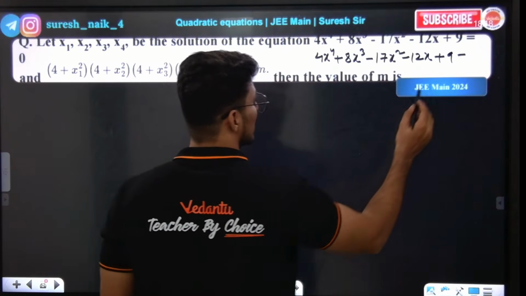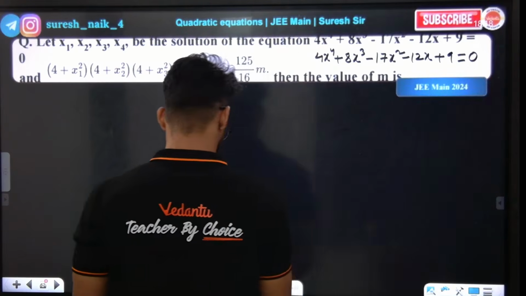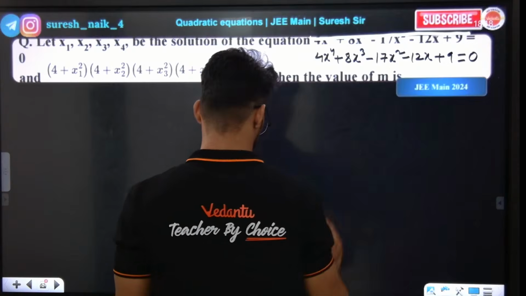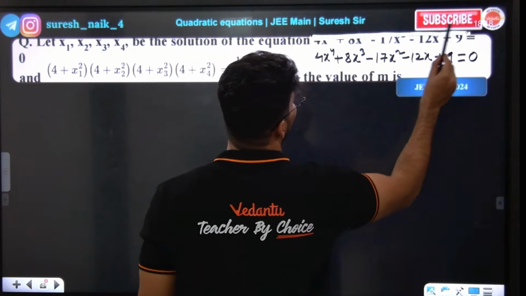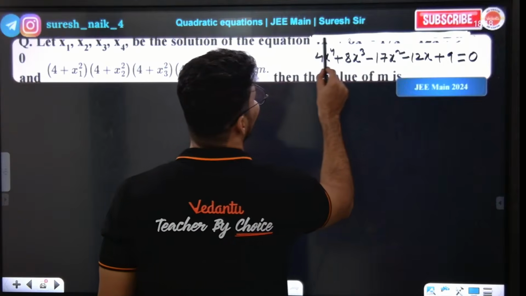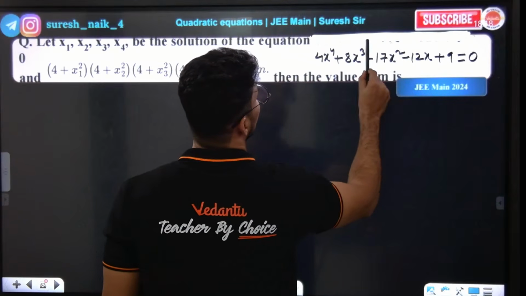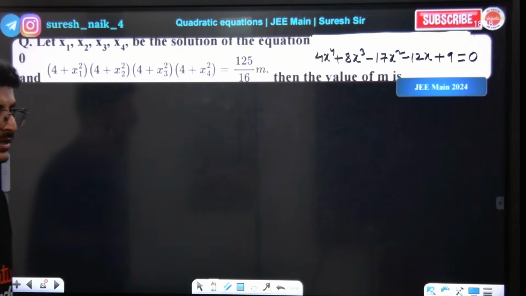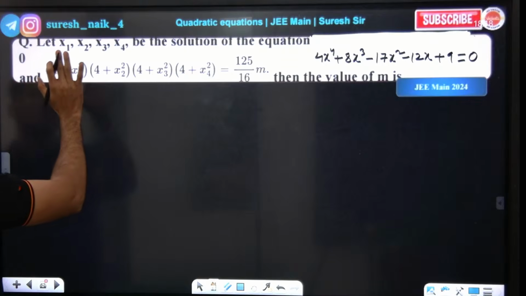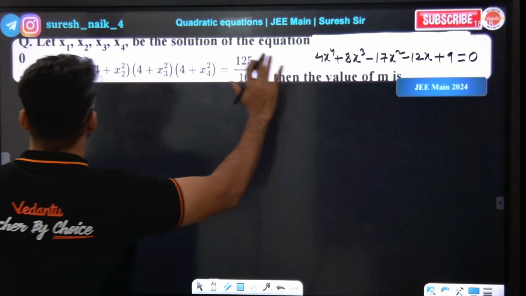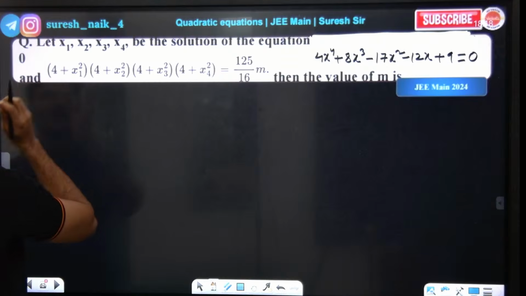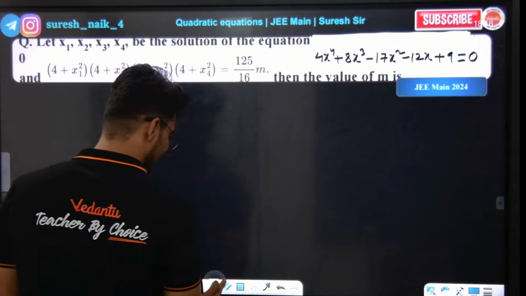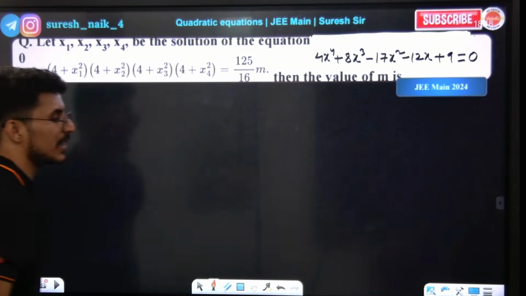This is the quartic equation. Okay, this is a super question. x1, x2, x3, x4 be the solutions of this equation, and this is equal to this into m, then find the value of mn. Now this is a super question. I will give a hint, you need to try this.